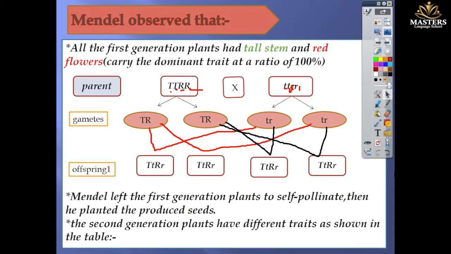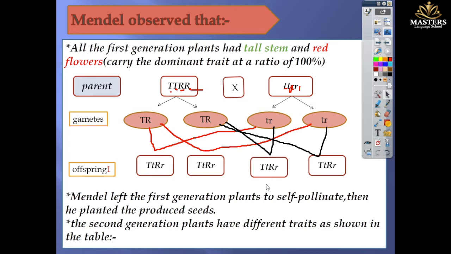Yes, all the offspring from the first generation plants had tall stem. All of them had the first letter capital T, T capital, T capital, T capital, tall stem, and red flowers. Red flower, they carry capital letter R. Okay, so all the first generation plants had tall stem and red flowers, carrying the dominant trait at a ratio of what? At a ratio of 100%.